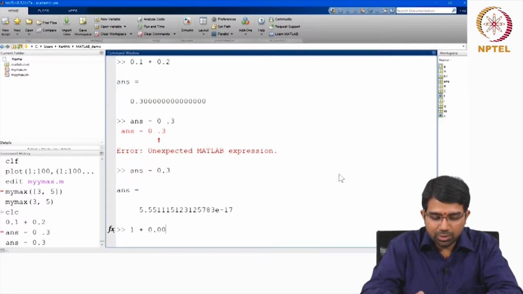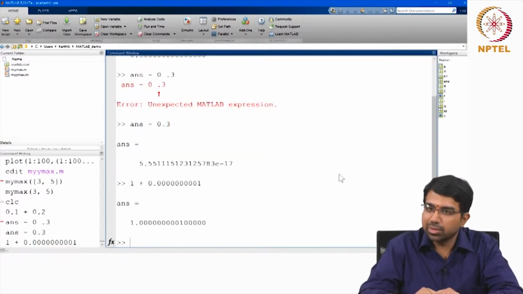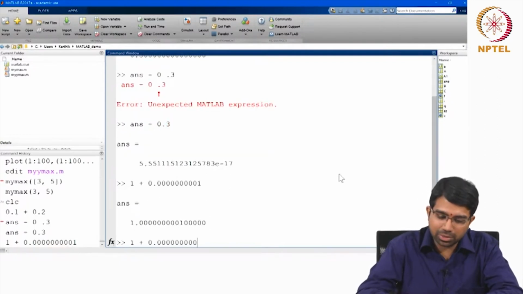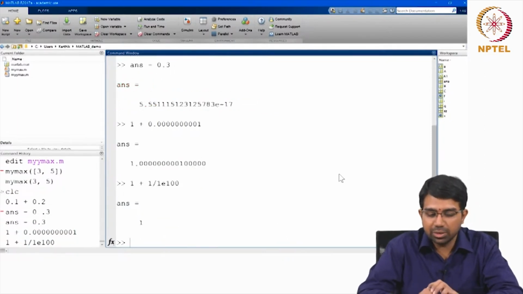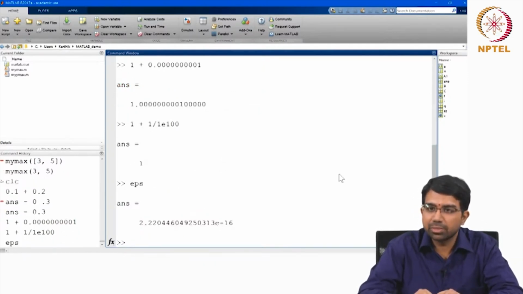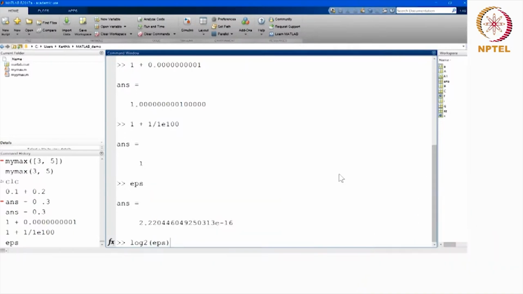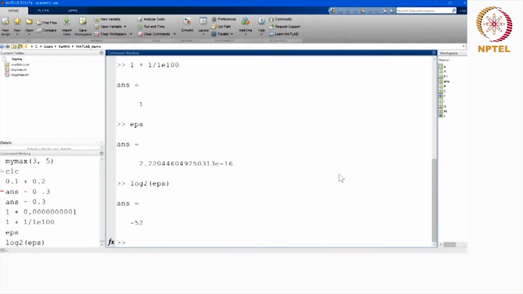So, if I add 1 plus a very small number, it will give me something. If I add 1 plus something even smaller, it will give me 1, right. So, when does this change? There is something known as machine epsilon, and this is typically 2 to the minus 52 on most modern computers, right.